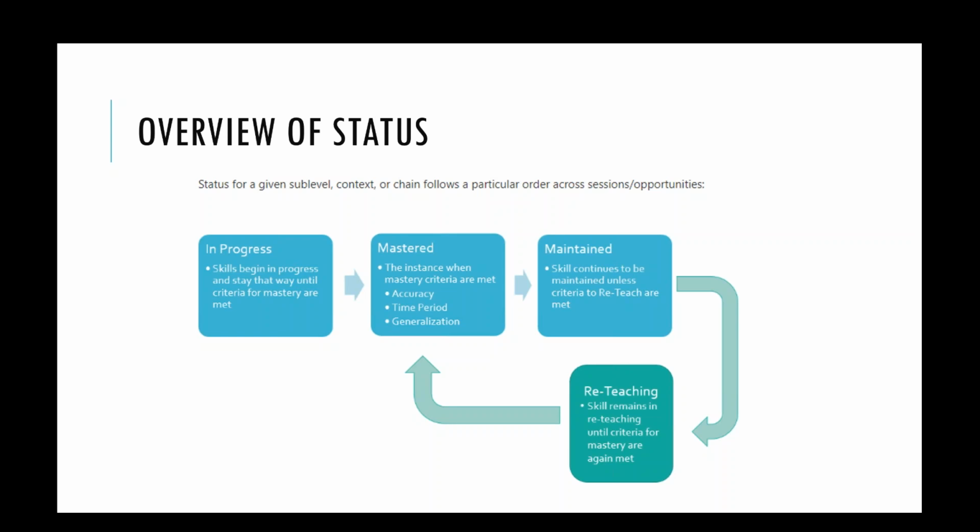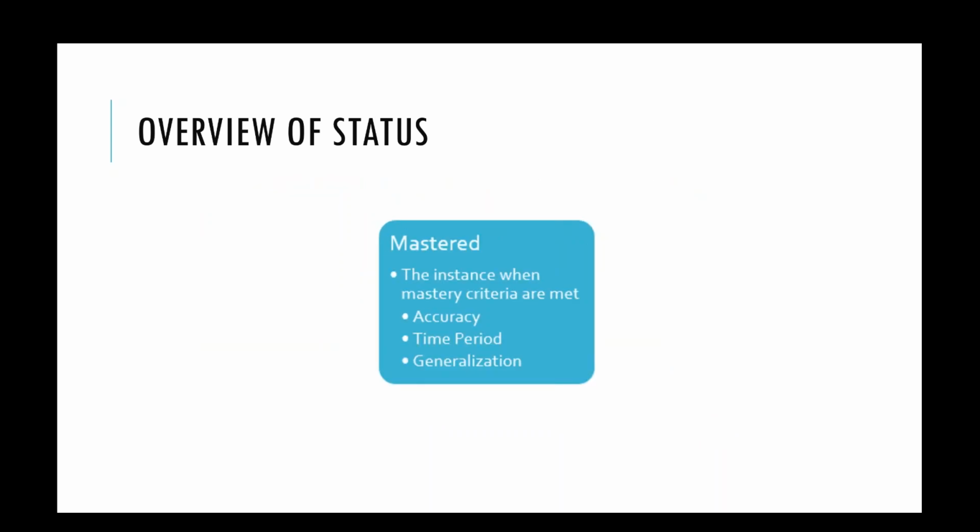Skills continue to be maintained until the criteria for reteaching is met. At that point, you're trying to get back to mastery and then going into maintained again. This is a nice way of looking at how we're constantly trying to get our skills back to being mastered and maintained. So we're going to focus going forward on the specific criteria to get to mastery, because that's what a lot of us are looking for. That's probably why a lot of you joined this webinar, because sometimes it can seem a little bit elusive.